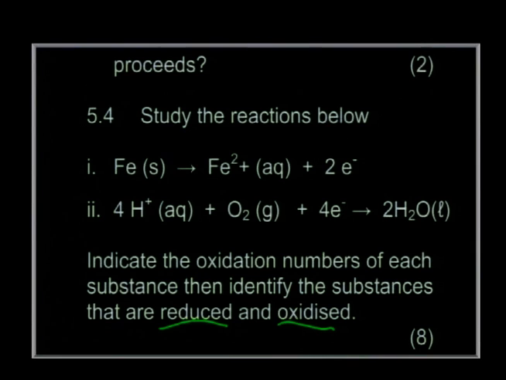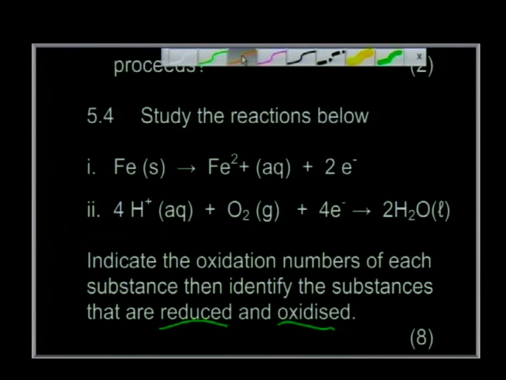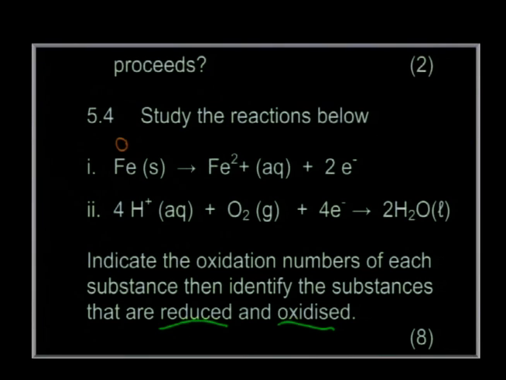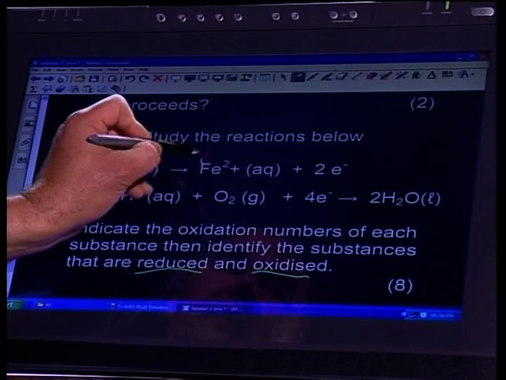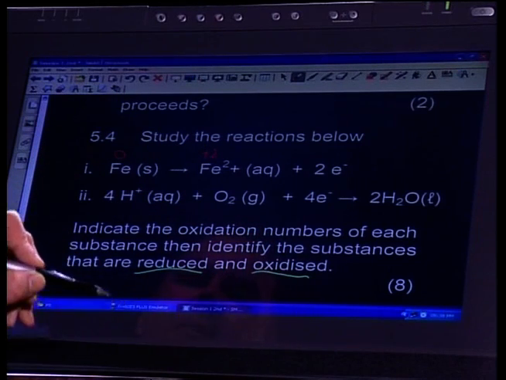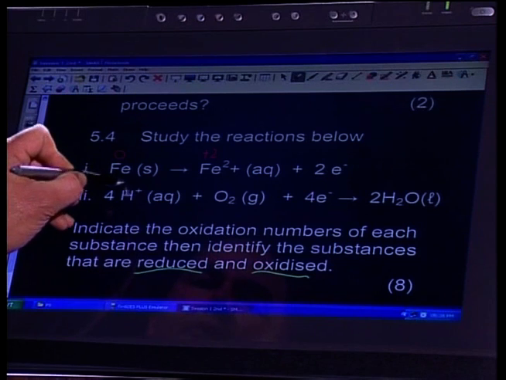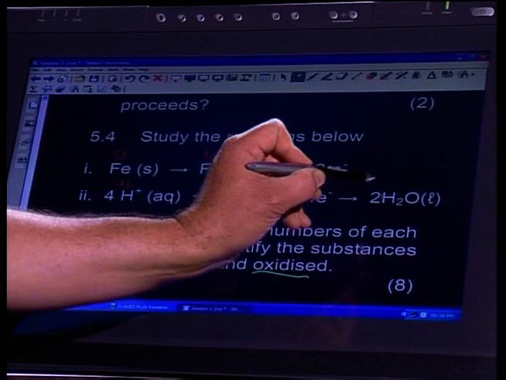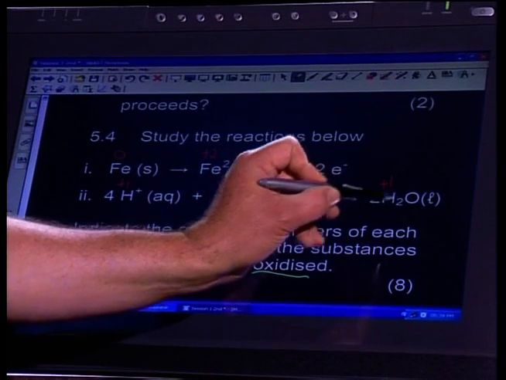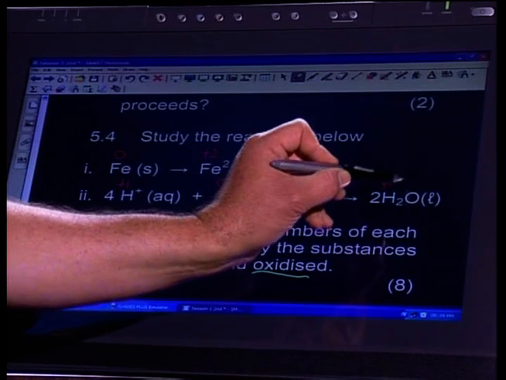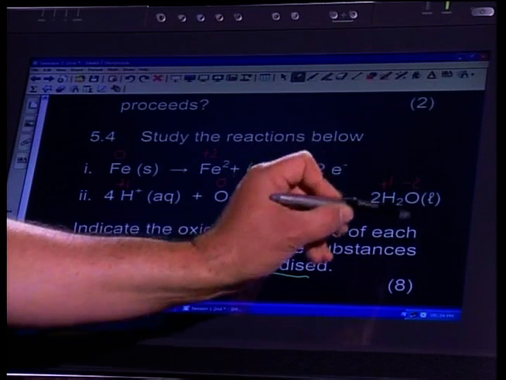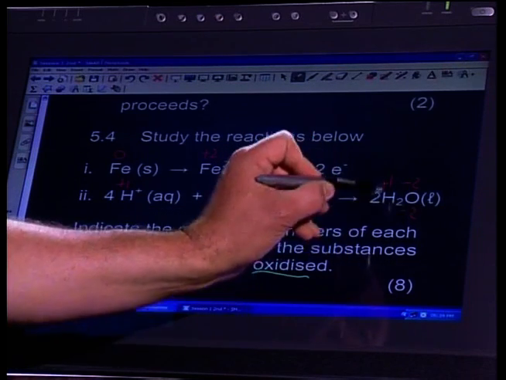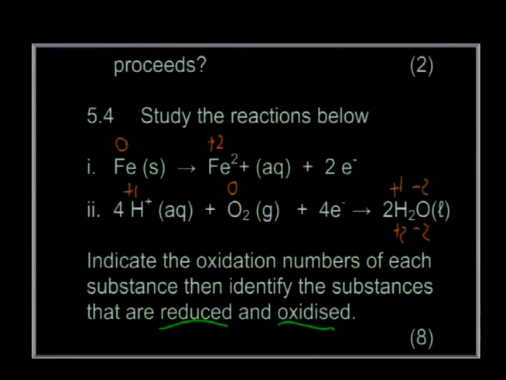So let's do the oxidation numbers, and let's see what's happening here. Iron is 0. This one has a charge of +2, so it has an oxidation number of +2. This one is +1, it's the hydrogen. Oxygen is 0, and in water at least, hydrogen is +1, and oxygen is -2. Let's check if that works. -2, and that should be +2. Divide by 2, and it's right. So let's see what's happened.